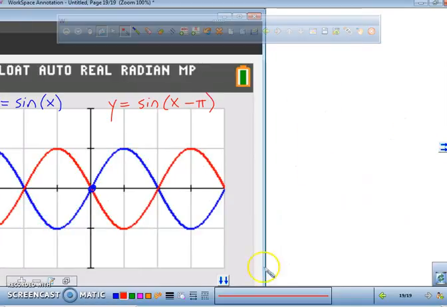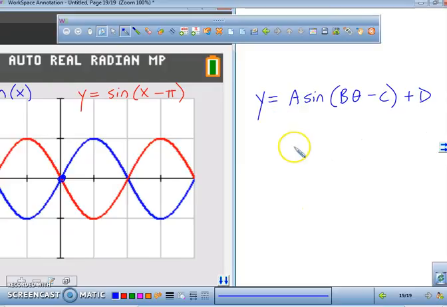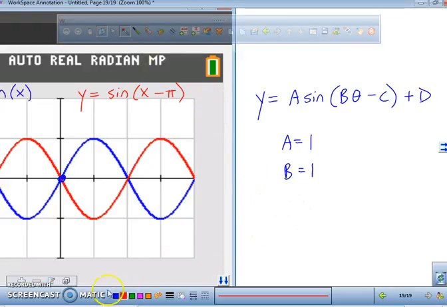So right now, look at your standard equation: y equals a sine open parentheses b theta minus c, plus d. You guys have probably written that down in your journal. What's our a value for the sine of x? Just a 1. Our b value is also a 1. What's the c value for the sine of x graph? The c value was 0, and the d value was also 0.